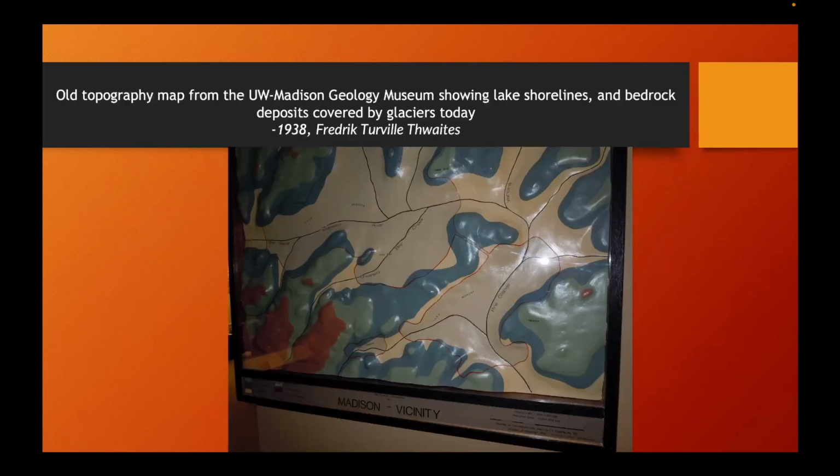All right. And here is an old topography map from the UW Geology Museum. Now, the red lines on this map represent shorelines of the lakes, and the blue here represents bedrock, and the other colors represent other types of bedrock, sandstone, shale, stuff like that. It's just a cool little map showing the old pre-glacial topography of Madison.